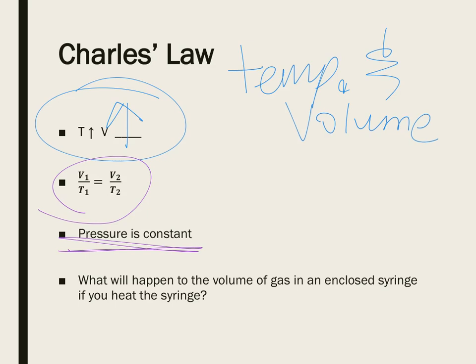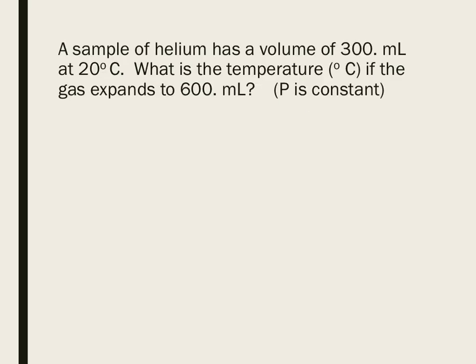So what will happen to the volume of a gas in an enclosed syringe if you heat the syringe? Well, those molecules are going to go faster and faster, and then they are going to increase the volume of air. So the syringe is going to get bigger and bigger. There we go. All right, let's try a Charles' law problem.